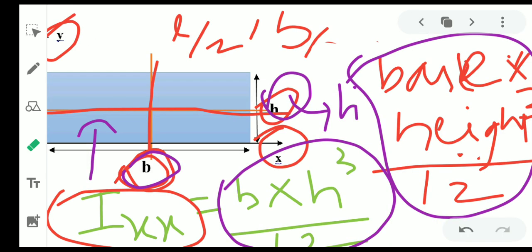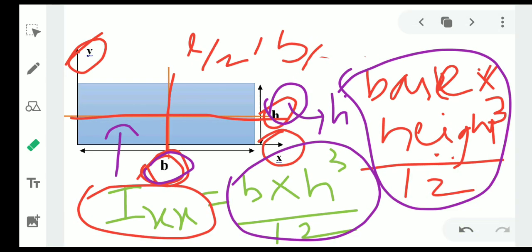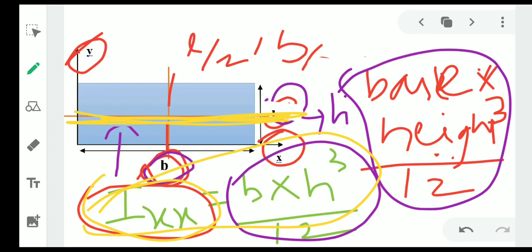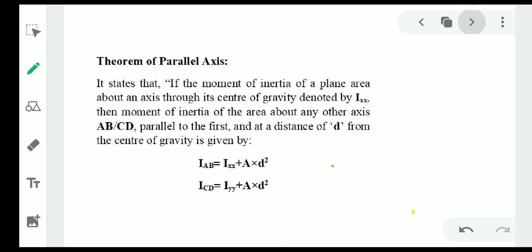Here also I calculated about the centroidal axis. This is the centroidal axis in the x direction. So about x, I-axis equals what? B H cube by 12. Here also it is written that it is about the centroidal axis of that particular area. So basically this formula is for that I-axis. Okay, this is telling about that only.